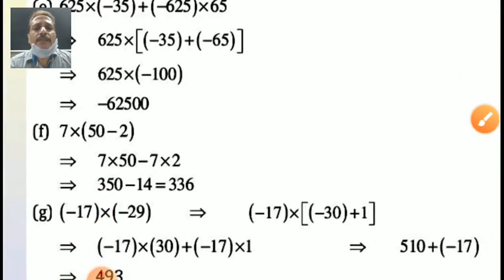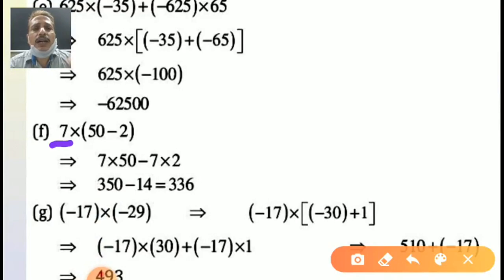Okay, now regarding F. F is a very simple one. Here, outside one number and inside two numbers, but it is negative. So one time multiply with the first number and a second time with the second number. Yes, 7 into 50 is 350, minus 7 into 2, that gives 14. So 350 minus 14. Yes, so easy. That's 336. Your answer is right.